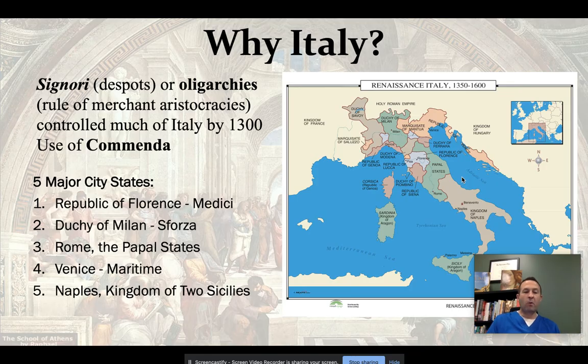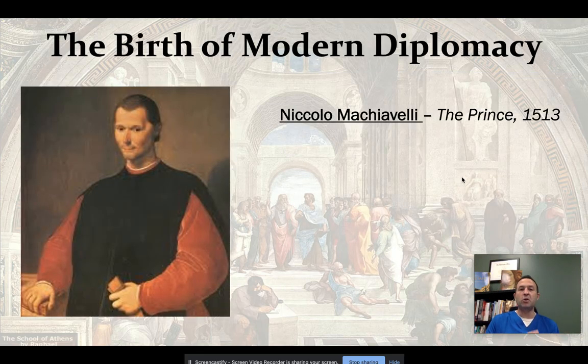Now, the last part before we get into actual Renaissance culture, right? The last part of the political system is the birth of modern diplomacy. Again, this is a marked shift in how rulers looked at diplomacy. Of course, it is developed by Niccolo Machiavelli, who in 1513 writes The Prince. This becomes the quintessential political treatise of the 16th century.